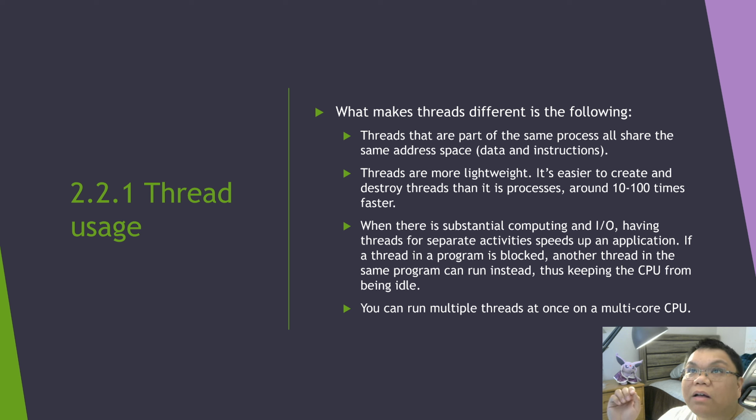If we have multiple threads as part of the same program, and one of them is blocked, because there are multiple threads, there is always going to be some part of the program that is still running even if parts of it are blocked. Unless all the threads are blocked, then the program can't run anymore. And if you have a multi-core CPU, which I am betting you have, then you can run multiple threads at once.